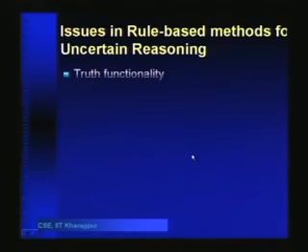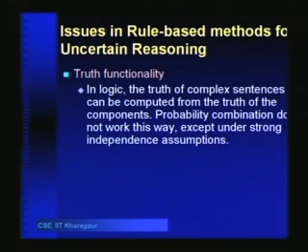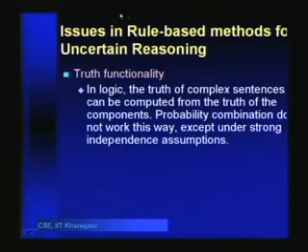The third thing is truth functionality. In logic, the truth of complex sentences can be computed from the truth of the components. So, if you have A and B or C, then given A, B and C, you can compute the truth of this Boolean formula, right. So, the truth of a complex sentence, which means a first order or Boolean formula, can be computed given the truth of the components. Probability combination does not work this way, except under strong independence assumptions.